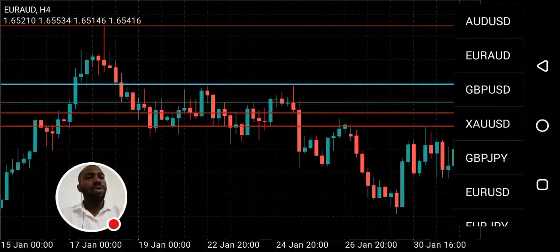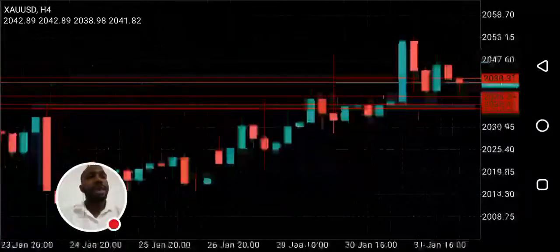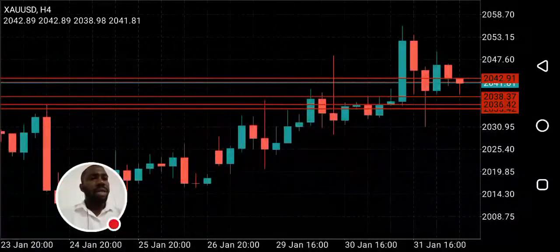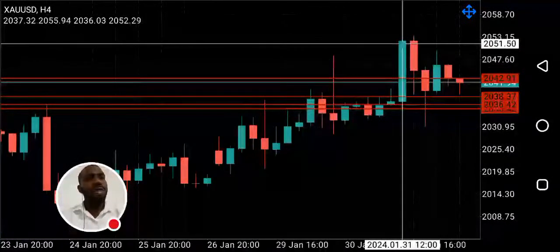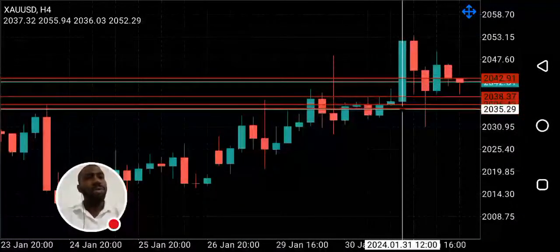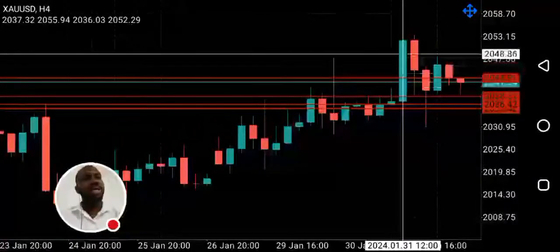So let's look at gold. What's happening on gold? I think gold is still bullish. The reason is that the low of this bullish candle has not been broken. That's the reason I think gold is still bullish.